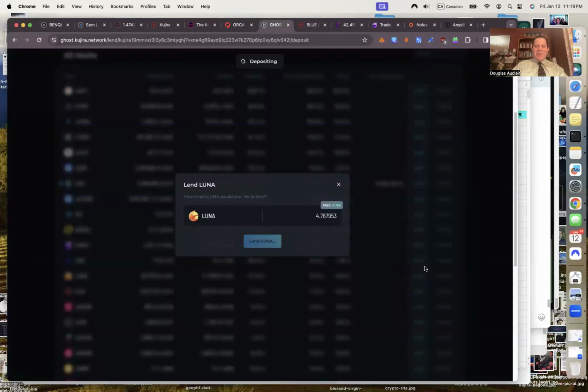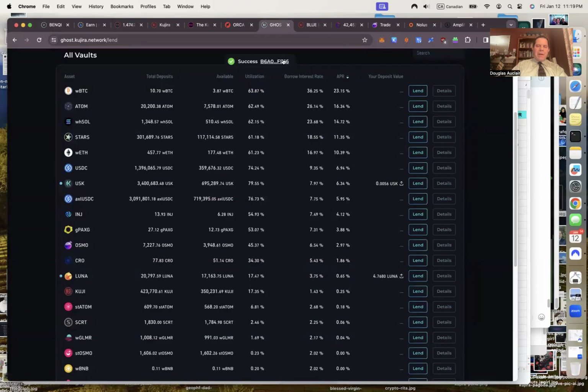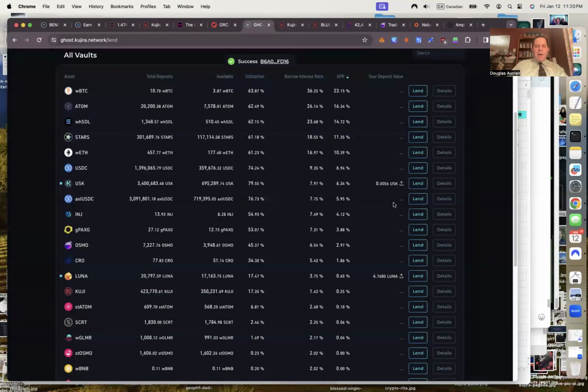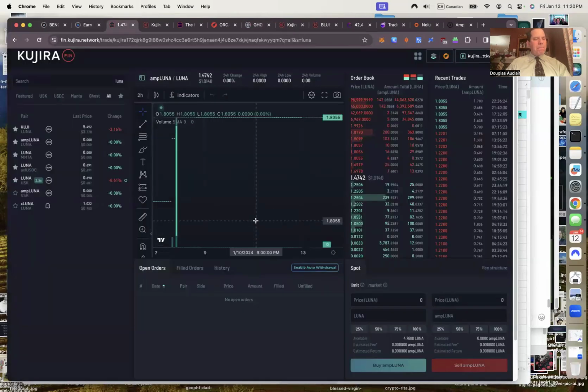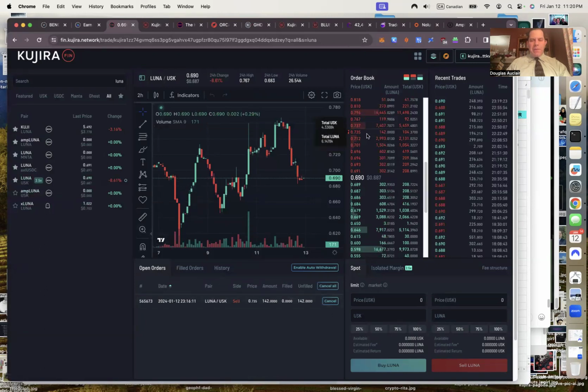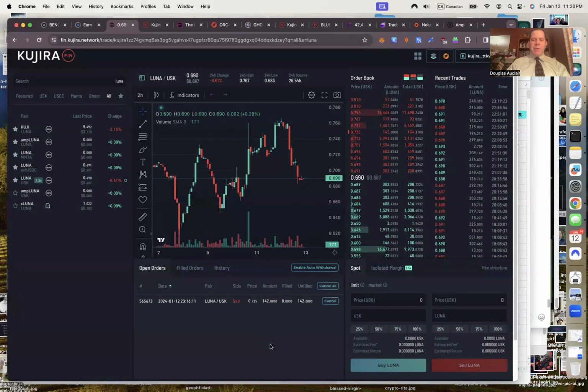Participating in the Kujira ecosystem. And I'll save this transaction for later. So you see on Ghost now that I have 4.768 Luna stashed away, lending that Luna out. And on the Fin Luna USK board, I have Luna for sale just below the large sale of 7,500 Luna for 5.5K Kujira. This order may take a little while to hit.